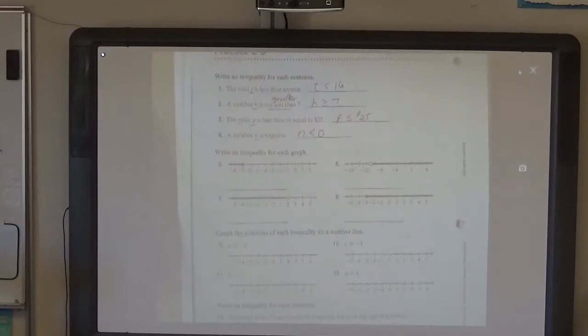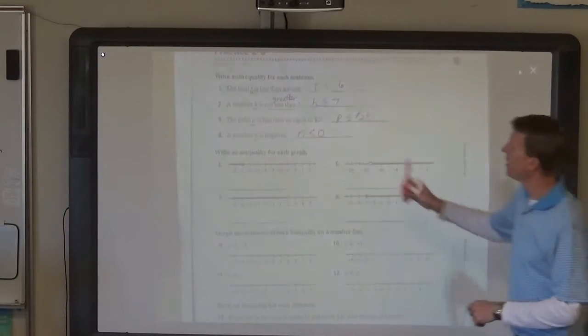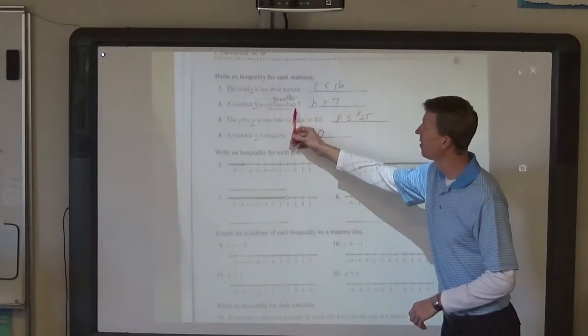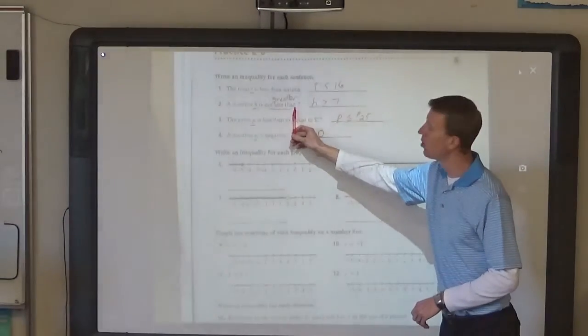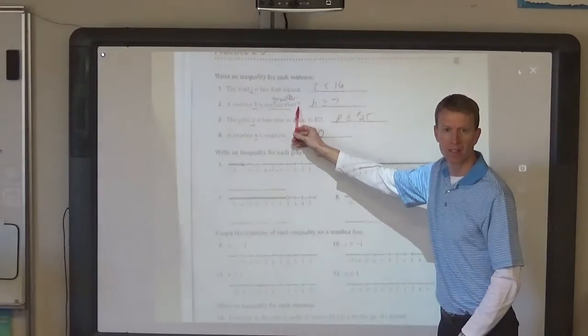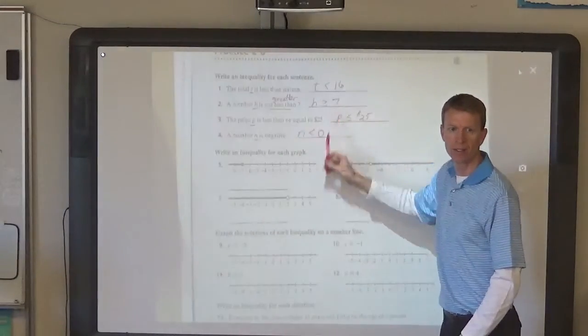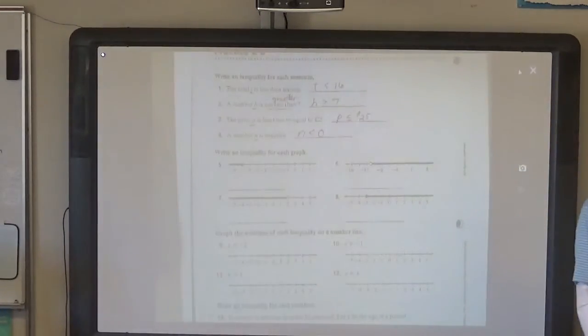Why would number 2 get a line underneath it? Well, if h is not less than, then it could be 7 or greater, right?